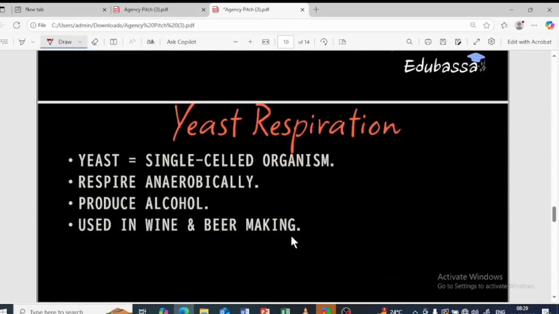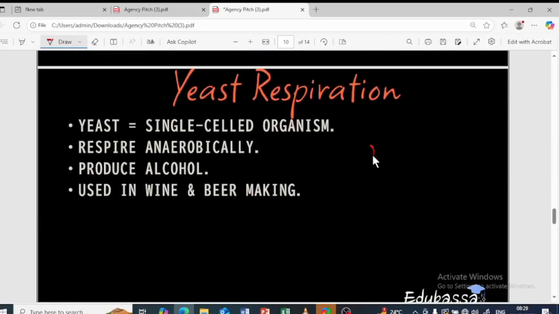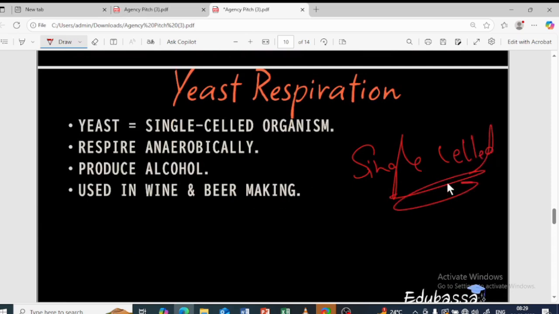Okay, fine. So as I told you, yeast is a single-celled, unicellular organism. It undergoes anaerobic respiration. Anaerobic means without oxygen. It produces alcohol. Since it produces alcohol by undergoing the respiration process, it is used for wine and beer making.